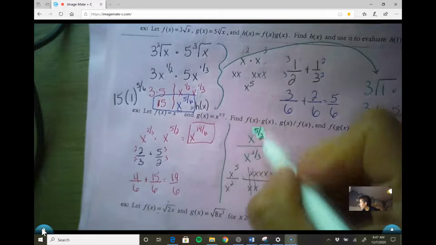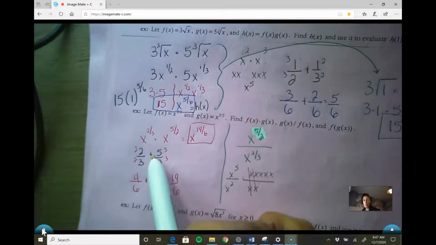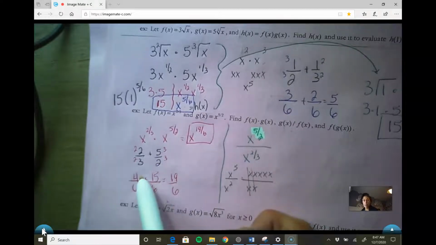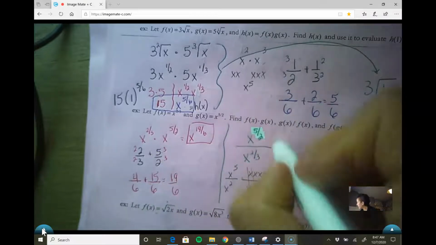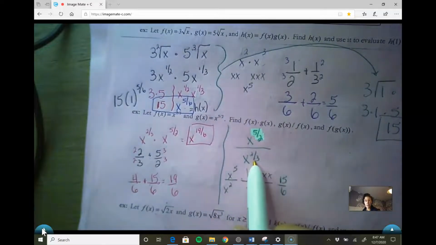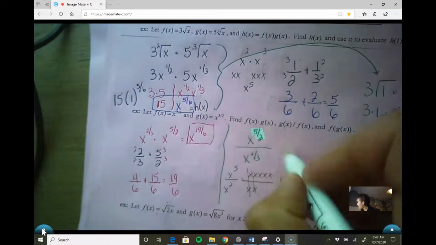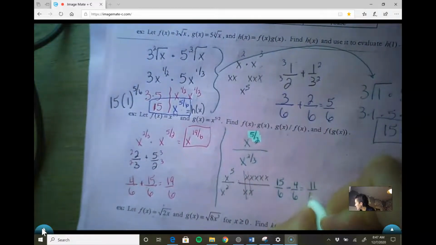So instead what we're going to do is take these two fractions and subtract them. Well, the good news is we already got our common denominators. We've got 15/6 and we've got 4/6. And I just have to take the 5/2, which is the 15/6, and subtract the 2/3, which is the 4/6. And when I'm done subtracting these, I get 11/6.